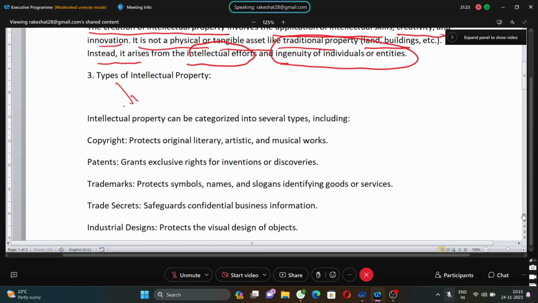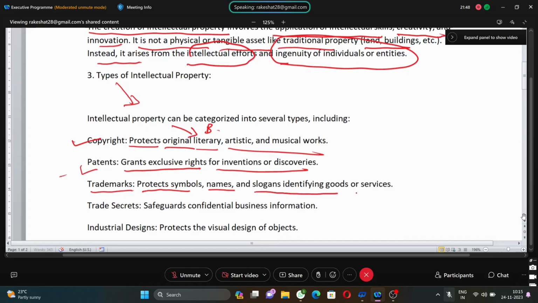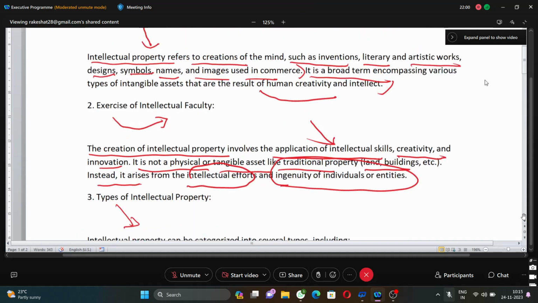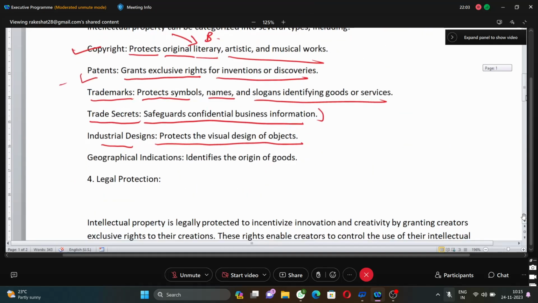Intellectual property can be classified into several types, including copyright, which normally protects original literary, artistic, and musical works. It could be books, any kind of painting, any kind of content. Then we have a patent. Patents normally grant exclusive rights for inventions and discoveries. Then we have a trademark, which normally protects symbols, names, slogans, identifying goods and services. Then trade secrets, which safeguard confidential business information. Then industrial design, which normally protects the visual design of the object. Then we have geographical indications, which identify the origin of goods.